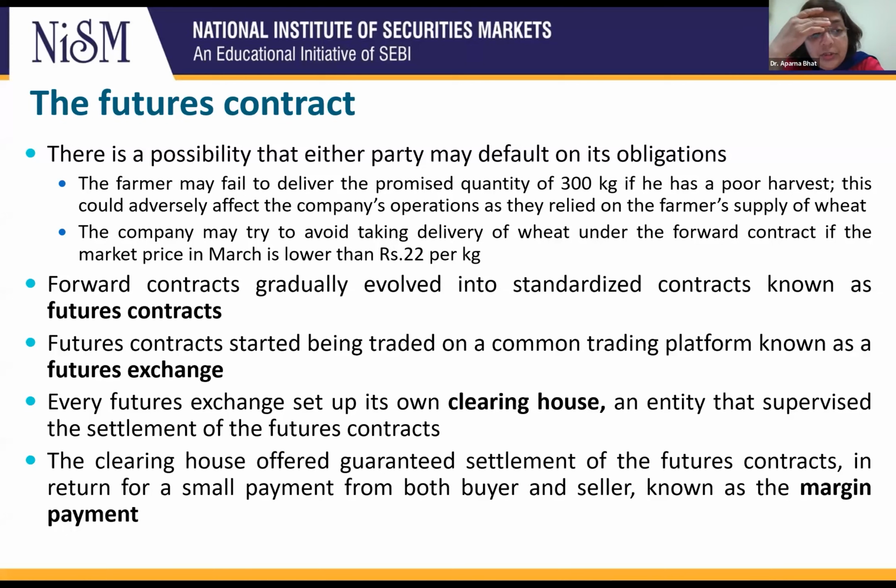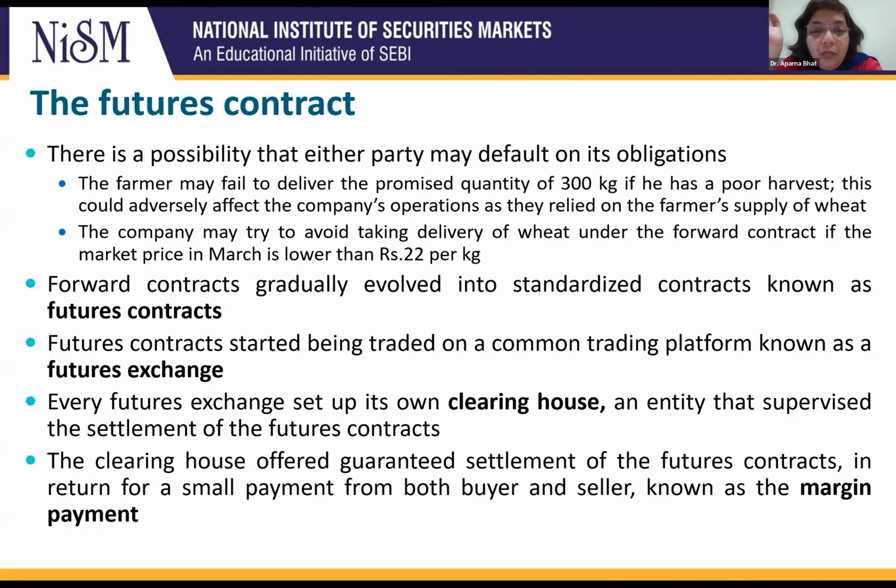This could adversely affect the company's operations because they relied on the farmer's supply of wheat. And similarly, if the wheat price actually falls sharply to 18 rupees, the company may try to avoid taking delivery. So although we say that both parties are bound by the contract, in real life, either party may try to escape from their obligations.